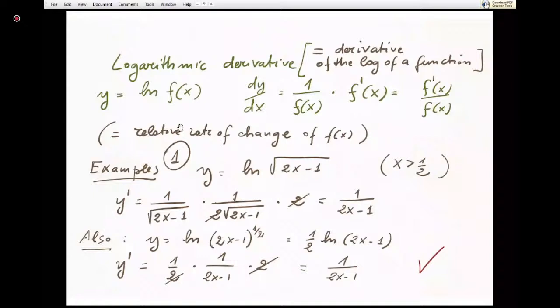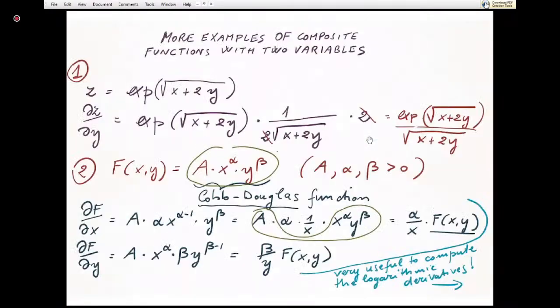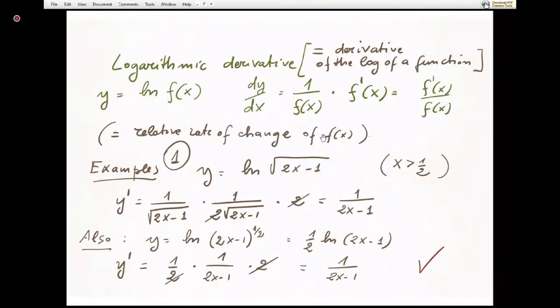It's called rate of growth or relative rate of change. Remember, rate of change is the derivative. Relative rate of change: relative means that I'm taking the ratio with the level already reached by the function. Relative rate of change or rate of growth is the log derivative. It's immediate to extend this to two variable functions.